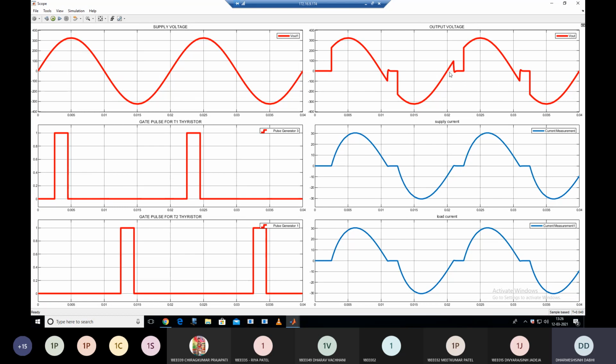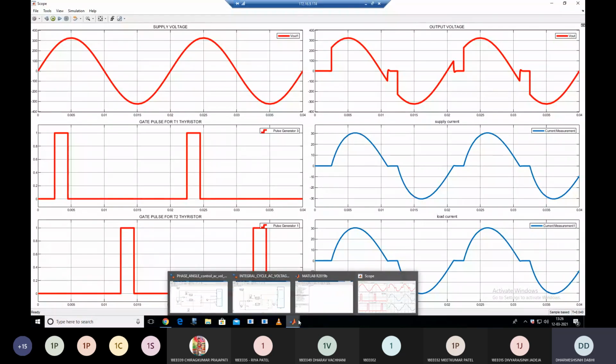But in the steady state condition, you continuously get this voltage. Clear? So this is a simulation of AC voltage controller for RL load. Any doubt to anyone in this simulation? Yes? Anyone? Is there any doubt? No, sir. Okay. So let's start the next simulation.